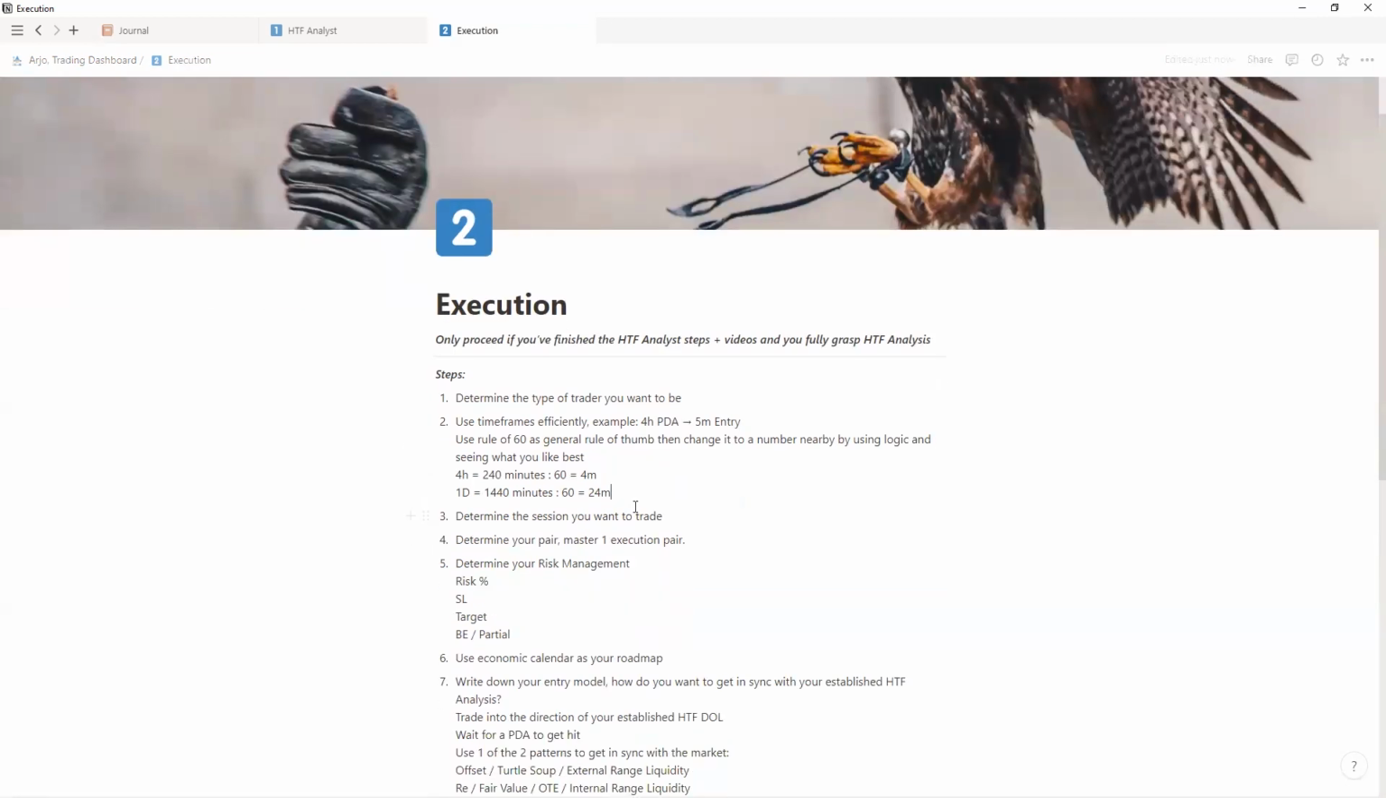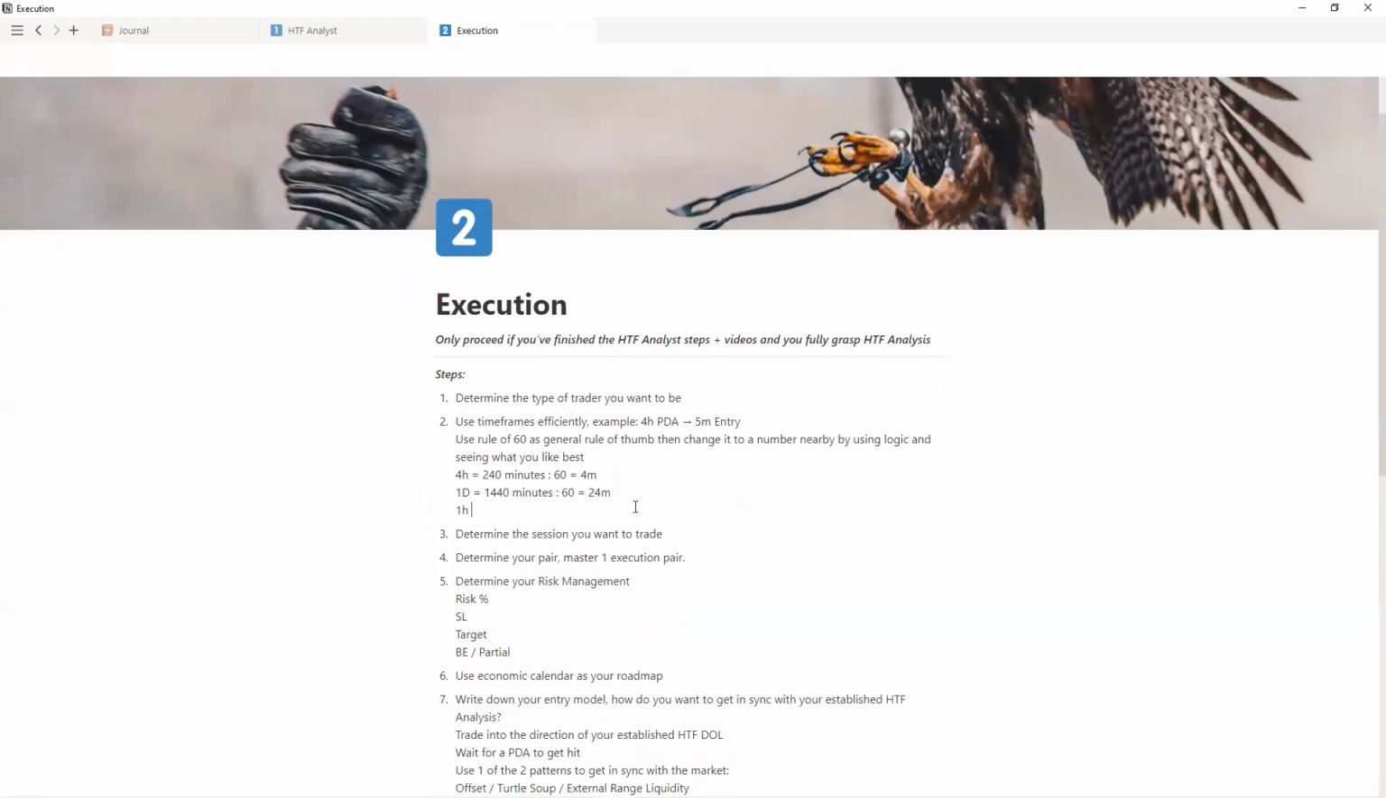I'll do one last. If you're using a 1 hour, because I know some people are eager to use the 1 hour PDAs. So if you're using a 1 hour, that's 60 minutes. 60 minutes divided by 60 is 1M. Now, if you want stronger entries, you could round it up to 3 minutes, etc. But 1M will give you a better view on price.